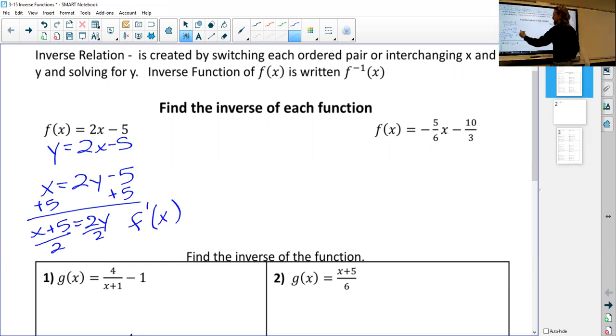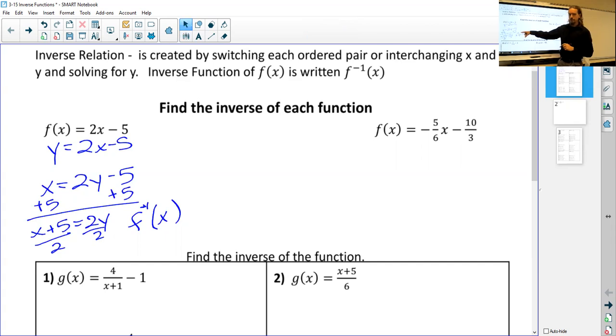f negative 1, sorry, f inverse. But you don't actually say "f negative 1." Anytime you see some function raised to the negative first power, you just call that the inverse of f of x. Okay, don't actually say "negative 1." People will look at you funny. So the inverse of f of x equals x plus 5 divided by 2. Okay, and that's what we're going for today.